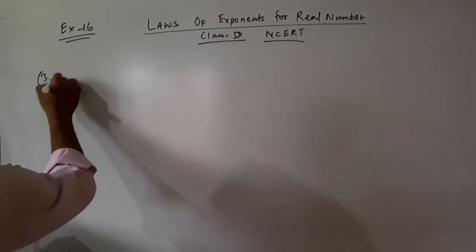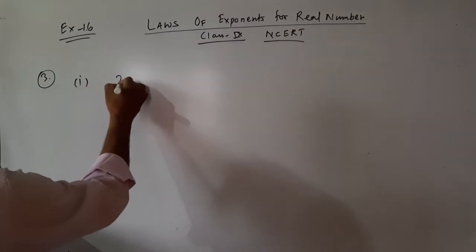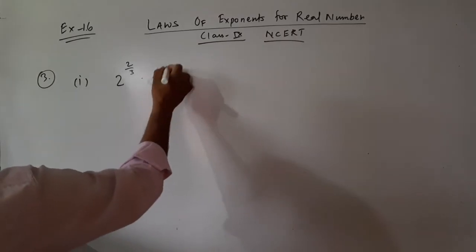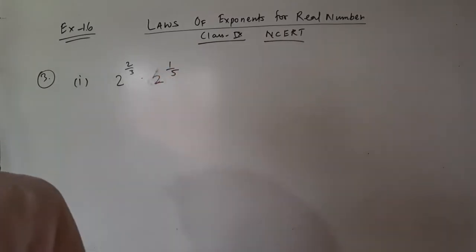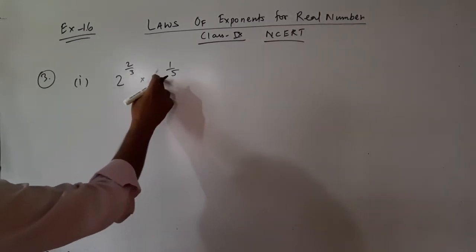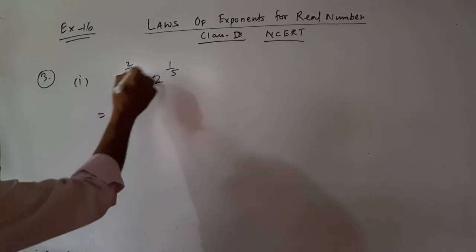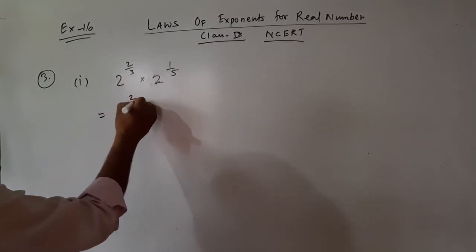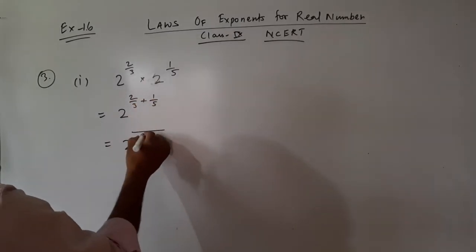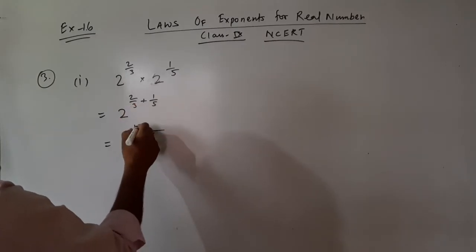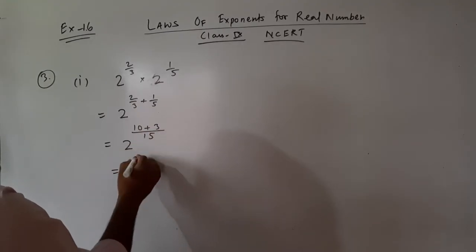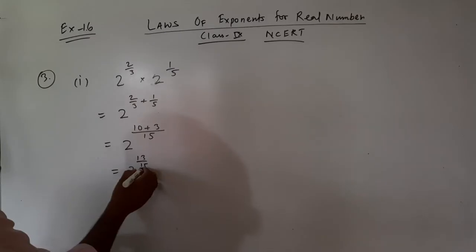In this question you have 2 to the power 2 by 3 into 2 to the power 1 by 5. Here the bases are the same, 2 and 2, and there is a sign of multiplication, so the powers will be added. So 2 to the power 2 by 3 plus 1 by 5. 5 threes are 15, 3 fives are 15: 2 times 5 is 10, plus 3 times 1 is 3, so this gives you 2 to the power 13 by 15, which is your required answer.